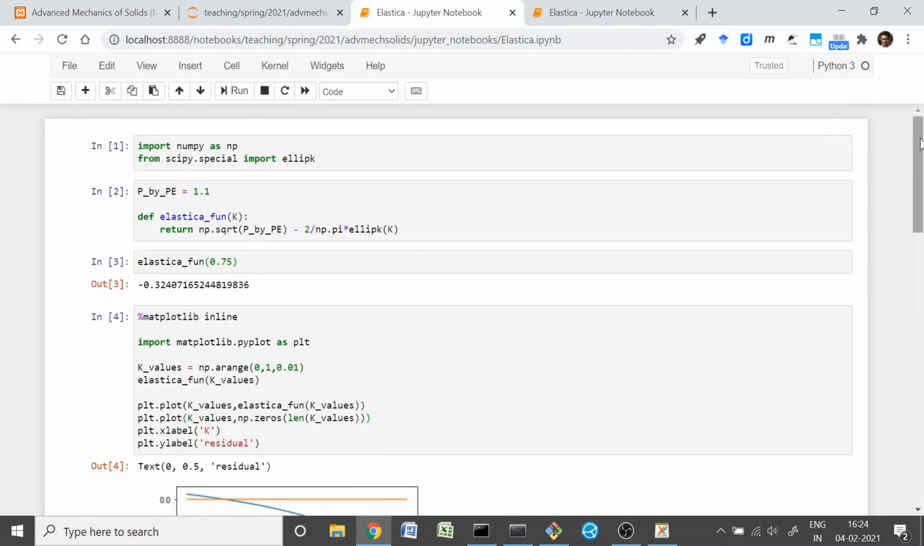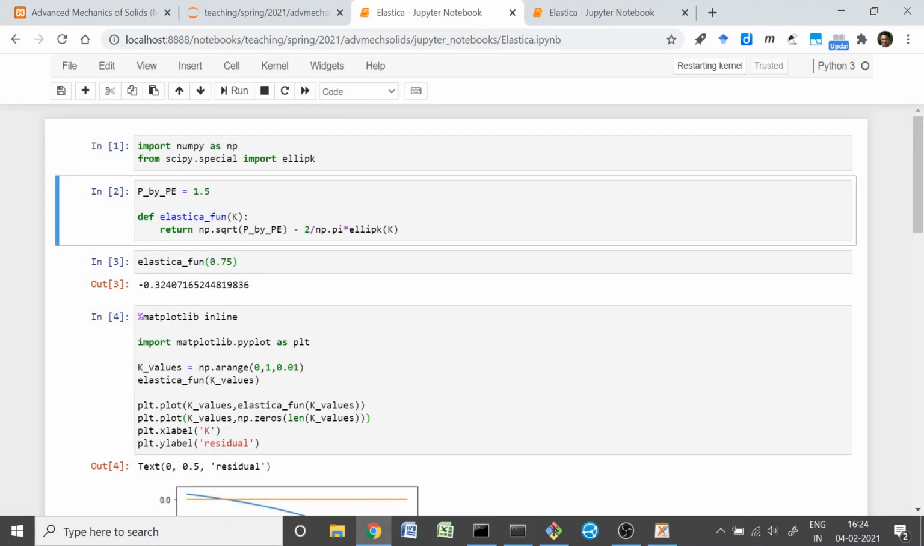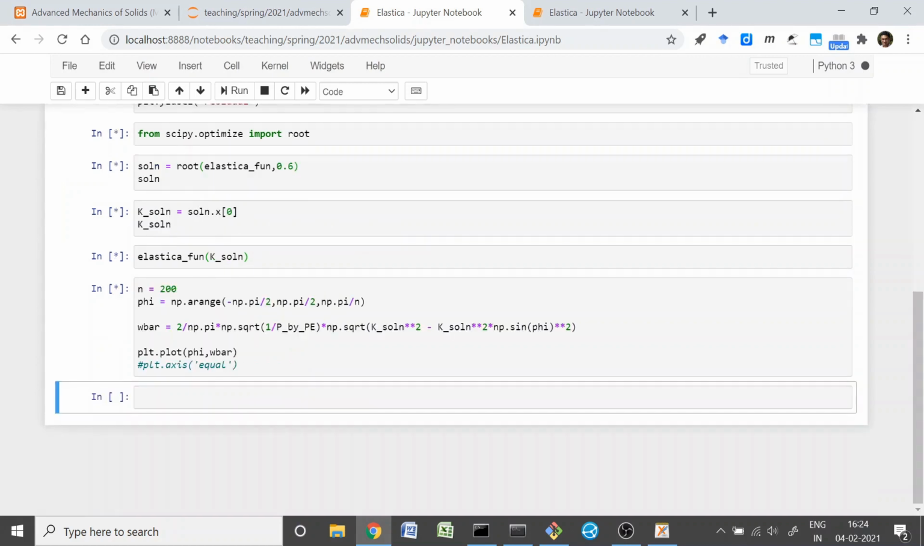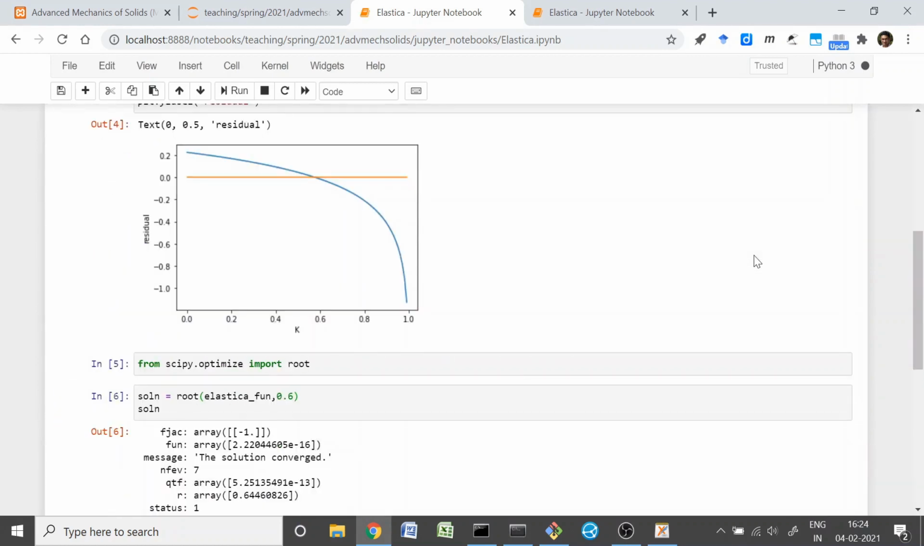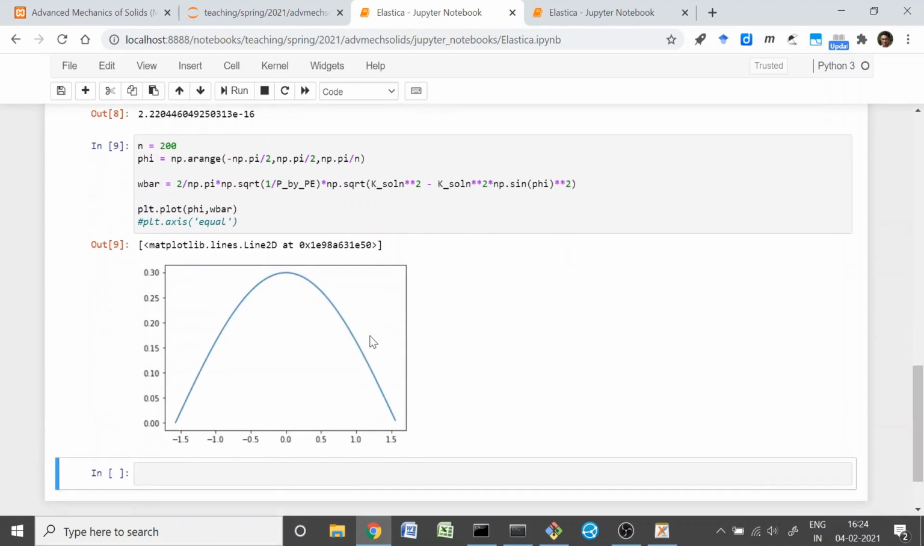Okay, now I go back and change it to 1.5 and then rerun the entire thing. Let's see what it does now. You see it has increased considerably. Previously, for a value of P by P Euler equal to 1.1, it was giving the highest value of the deflection less than 0.15, and please note that this is the normalized value.